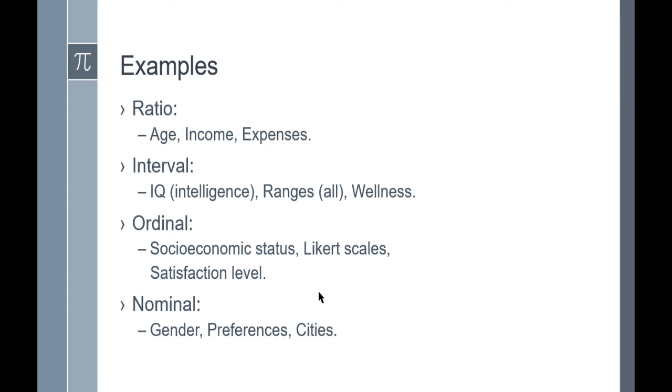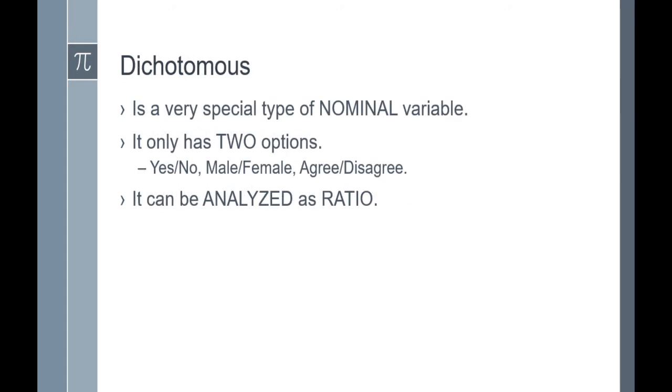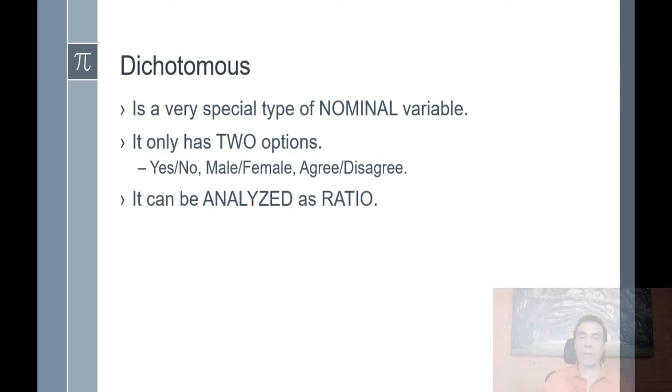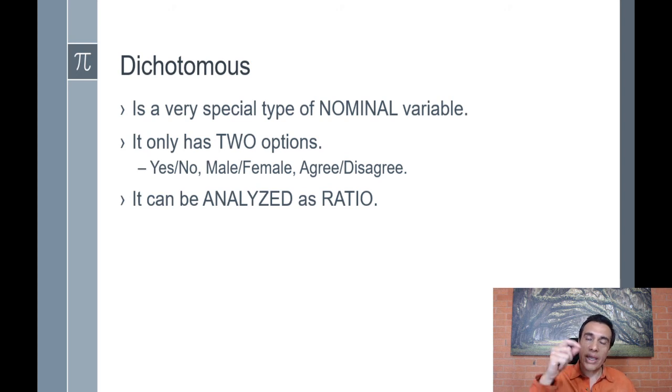There is this special case, and this special case is the dichotomous variable. Why is this a special one? Because this one is a nominal one. Don't forget, this one is nominal, but it has 2 options. Yes or no, male or female, agree or disagree. But it can be analyzed as ratio, okay? So it is not a ratio one, it is a nominal one, but you can analyze it as a ratio. So that is why this is a very, very special kind of variable.